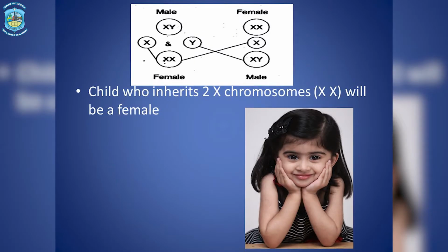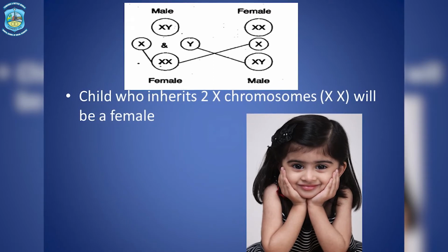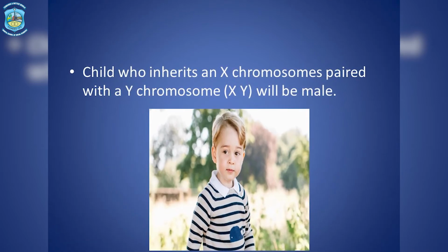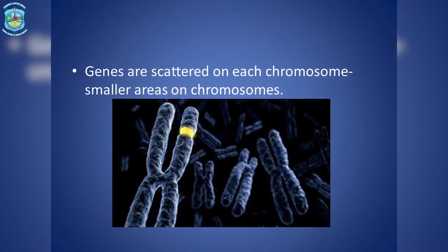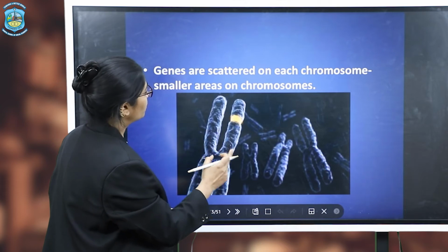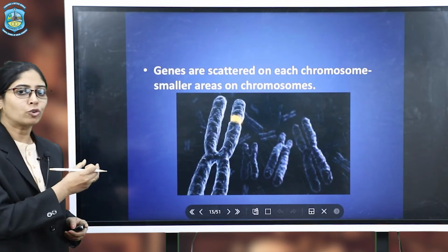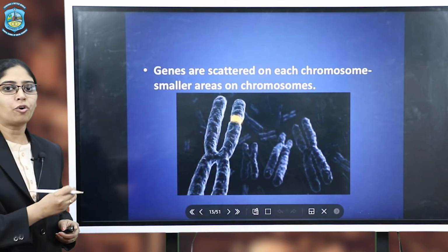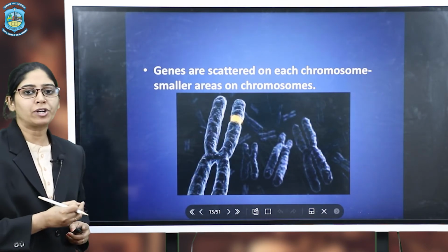Here you can see that the child who inherits 2X chromosomes, like in the bracket 2X is written, will be a female. The child who inherited 1X and 1Y chromosome will be a male. Now from the picture, you can see that genes are scattered on each chromosome, in smaller areas on chromosomes. Like you can see a yellow line on this thread-like structure. This is the smaller area on the chromosome, and this smaller area is called a gene, which carries the heredity, the structure of the human body, a blueprint of the human body, which is very unique and which makes individuals different from each other.